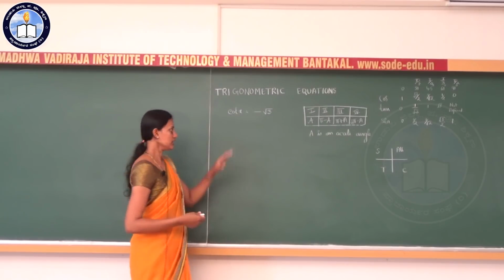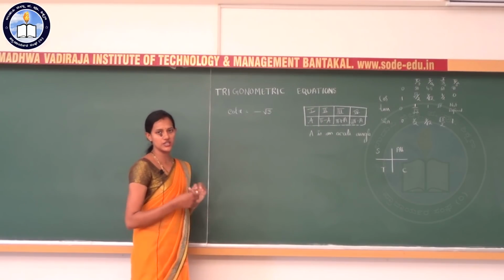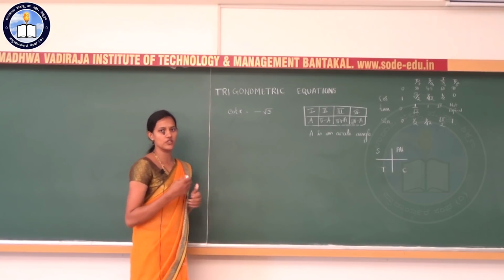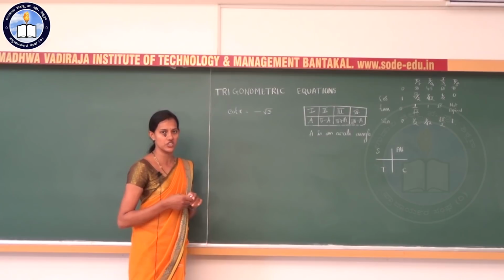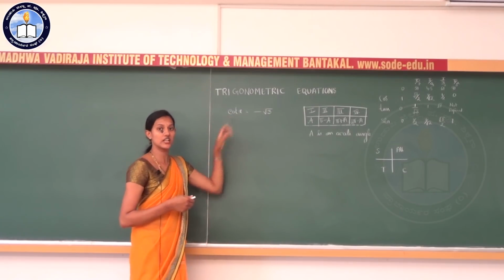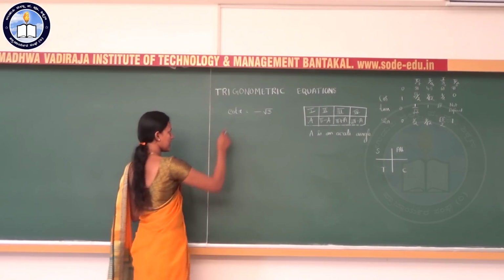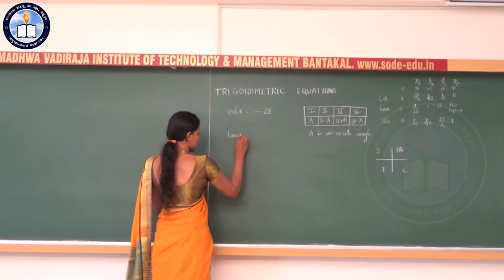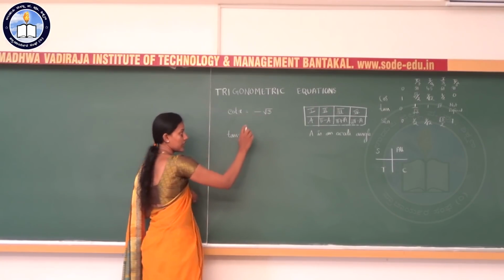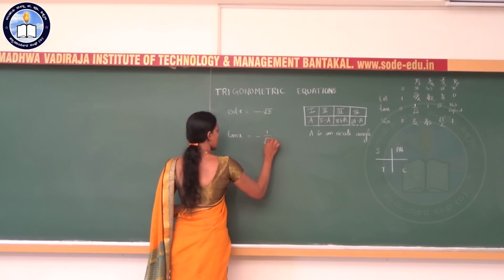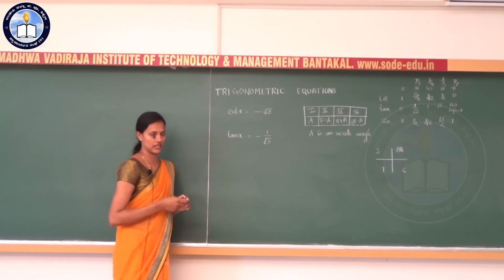Next example, cot x is equal to minus root 3. First, let us write cot in terms of the first three trigonometric functions, sine, cos or tan. We know that cot function is reciprocal of tan. So, we can write cot x is equal to minus root 3 as tan x is equal to minus 1 by root 3.